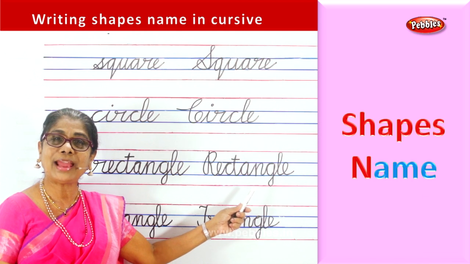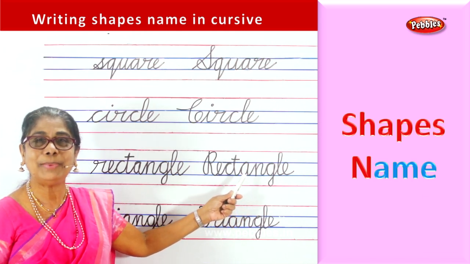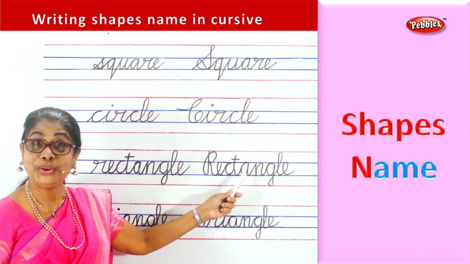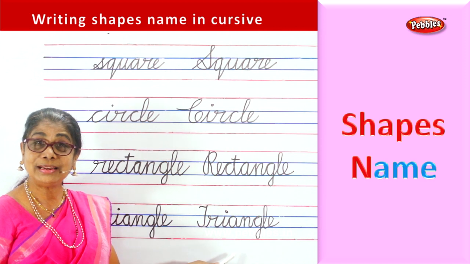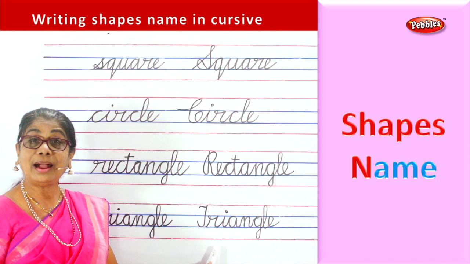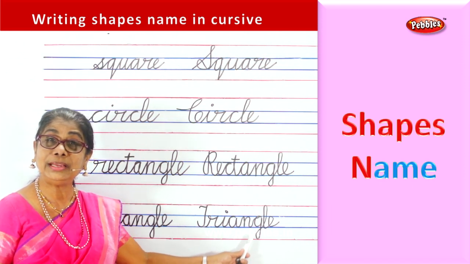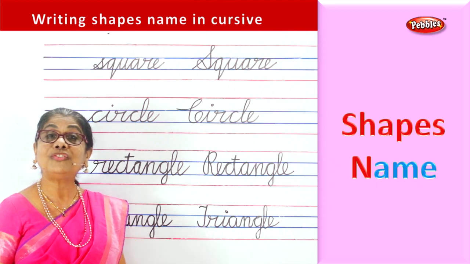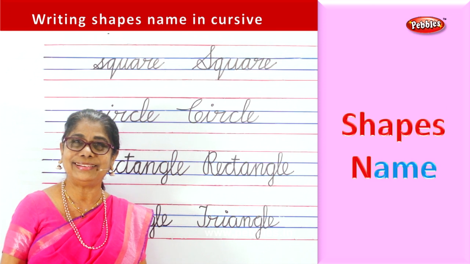Rectangle. Where do you find the shape? Your table. Door. Very good. Your notebook. Next, what's the last shape? Triangle. Spell triangle. T-R-I-A-N-G-L-E. Triangle. Samosa. Almost a triangle.